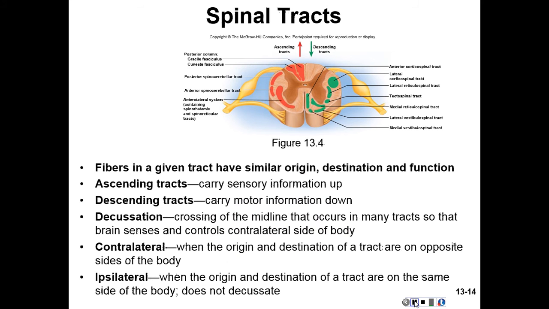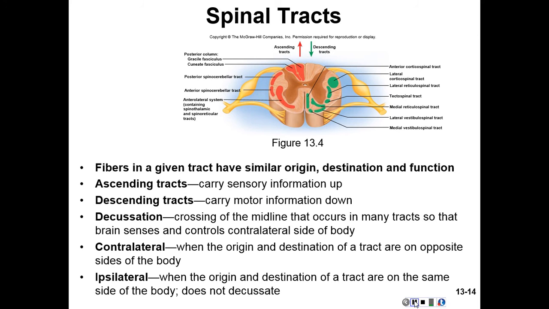Alright, ascending carries sensory information up to the brain. Descending brings a motor response back. Decussation means that if the impulse starts on the right side, the response can be carried out on the left side and vice versa. Contralateral is when the origin and destination of the tract are on opposite sides of the body. Ipsilateral is when the origination and destination are on the same side.